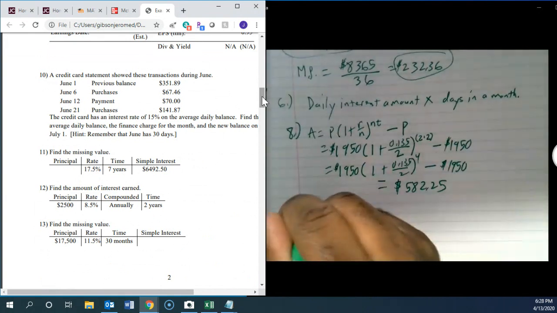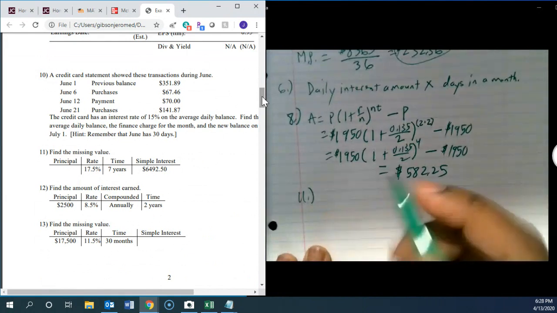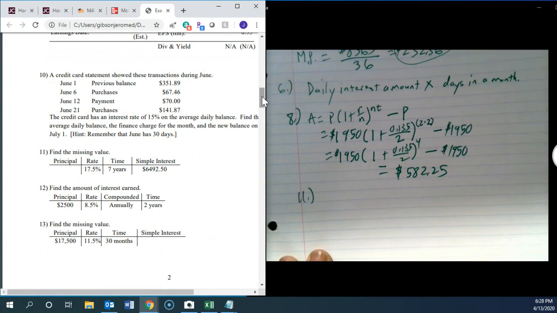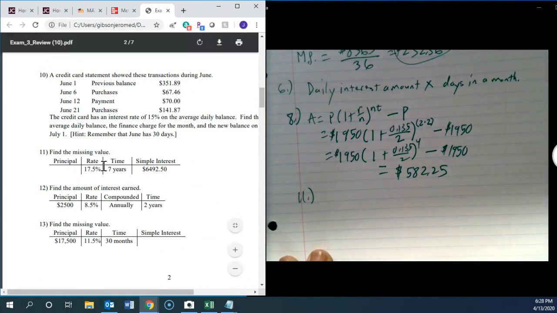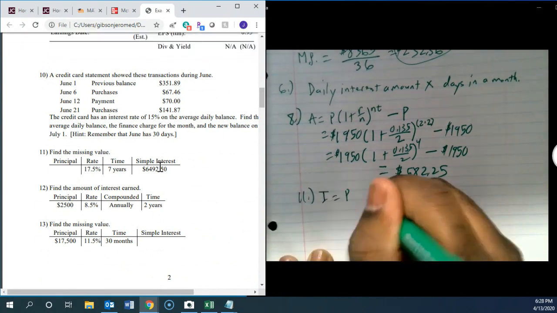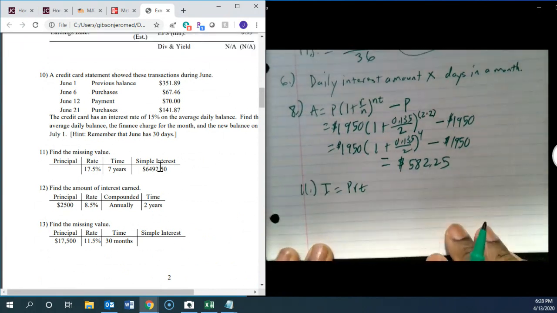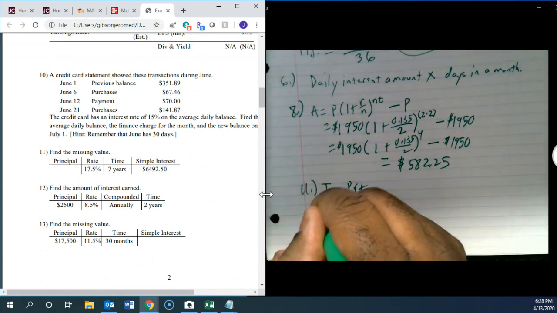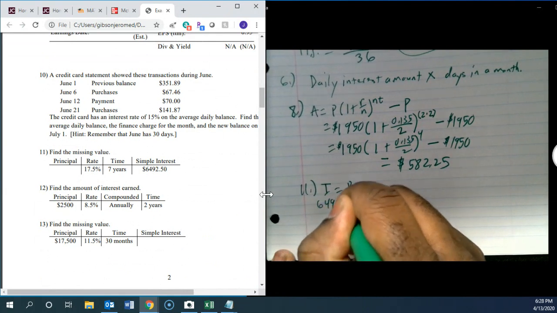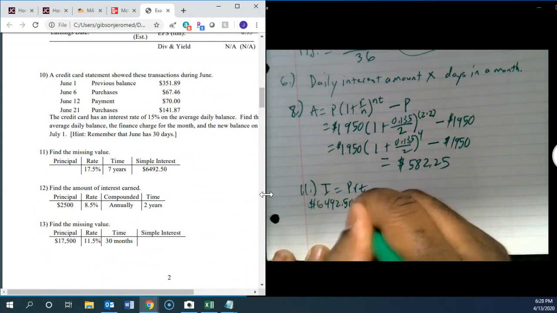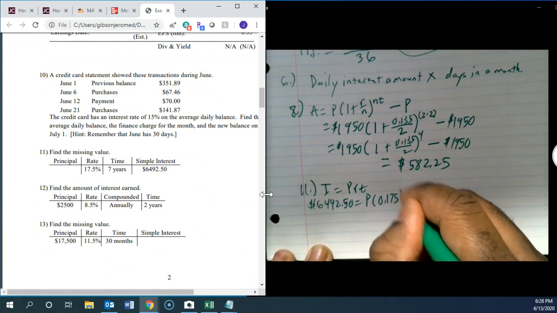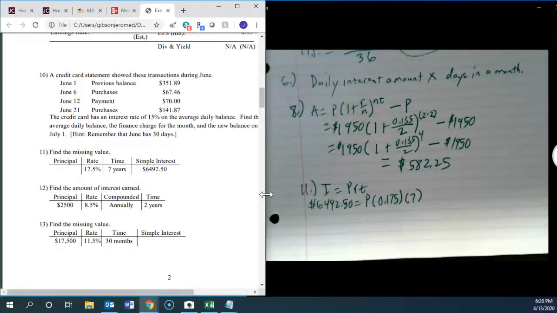So number 11, let's do number 11 right now. Number 11 says find the missing value. If you notice here, we are missing the principal. We have the rate, the time, and the simple interest. We know the simple interest formula is principal times rate times time. So the interest is $6,492.50. The principal we don't know, but the rate will be 0.175 and the time will be 7 years.